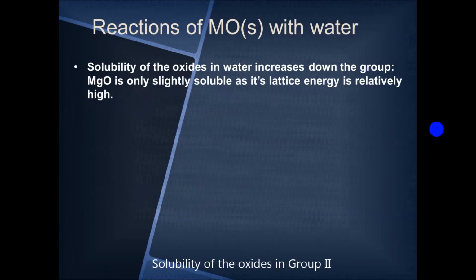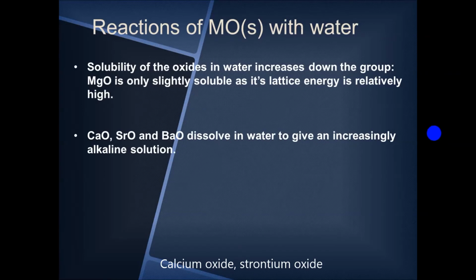The solubility of the oxides in Group 2 with water increases down the group. You can recall from our chapter on solubility that for small anions, the lattice energy becomes weaker down the group because of the increasing interionic radius. Hence, magnesium oxide, having the smallest interionic radius, has got the highest lattice energy. It is very difficult to dissolve in water because it takes a lot of energy to overcome the high value of the lattice energy. Calcium oxide, strontium oxide, and barium oxide dissolve in water to give an increasingly alkaline solution.